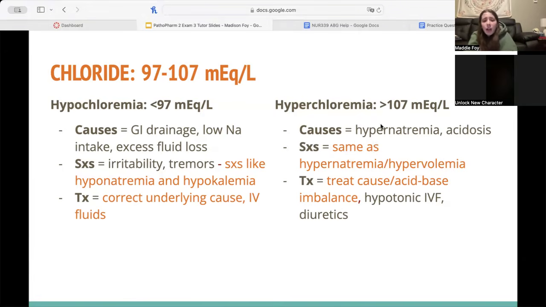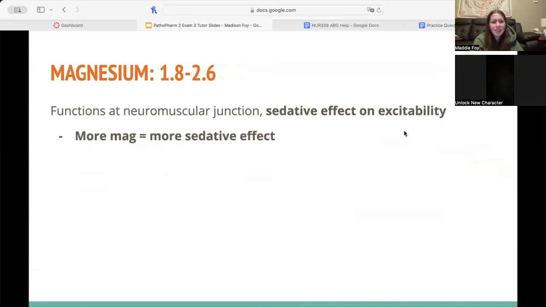Hyperchloremia then is going to be your high chloride. This is caused by hypernatremia or also states of acidosis. So again, your signs and symptoms are going to be the same as hypernatremia and hypervolemia: sodium, fluid, chloride. You're going to treat the cause, which sometimes can be an acid-base imbalance. You can do hypotonic IV fluids and also diuretics to hopefully excrete some of those solutes. I think this is the last one. If I'm wrong, I'm sorry, don't kill me.